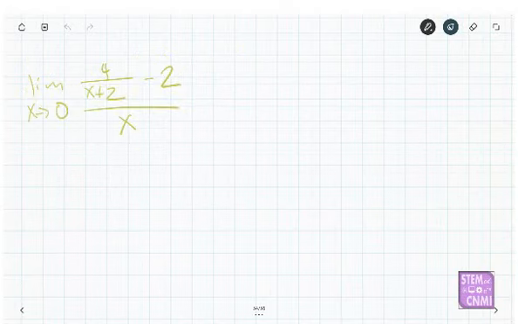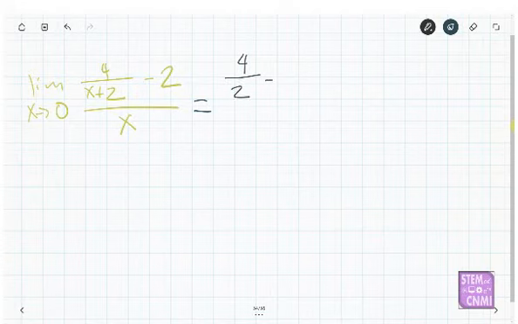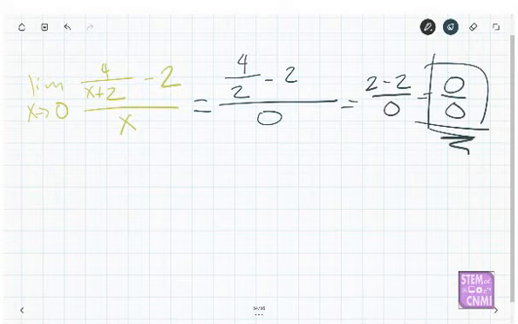Here we have a slightly more complicated function, and once again, we're going to try direct substitution. So let's go ahead and substitute: 4 over 2 minus 2 over 0. Now I already see it's not going to work, but let me finish this. So we get an indeterminate form, 0 over 0, and that indicates to me that the limit probably does exist. However, the direct substitution just doesn't work.